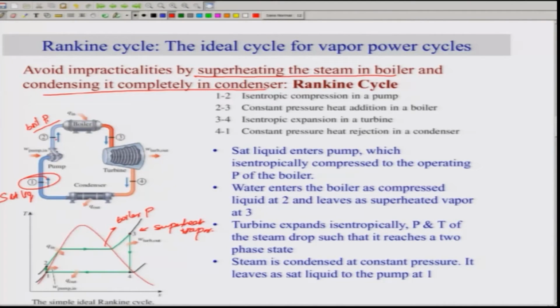Here the turbine expands isentropically such that the P and T of the steam drops and reaches a two-phase system. So 4 is a two-phase system. And here 4 to 1, the steam gets condensed at a constant pressure and it leaves as saturated liquid to the pump at 1. So this is at saturated liquid. So naturally, this is the W pump in, this is the W turbine out, this is your Q in the boiler, Q out from the condenser. So this is the summary of the Rankine cycle.